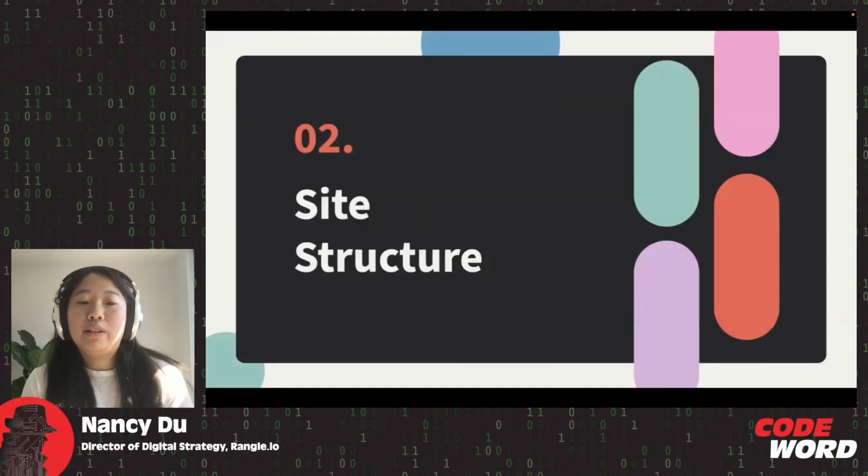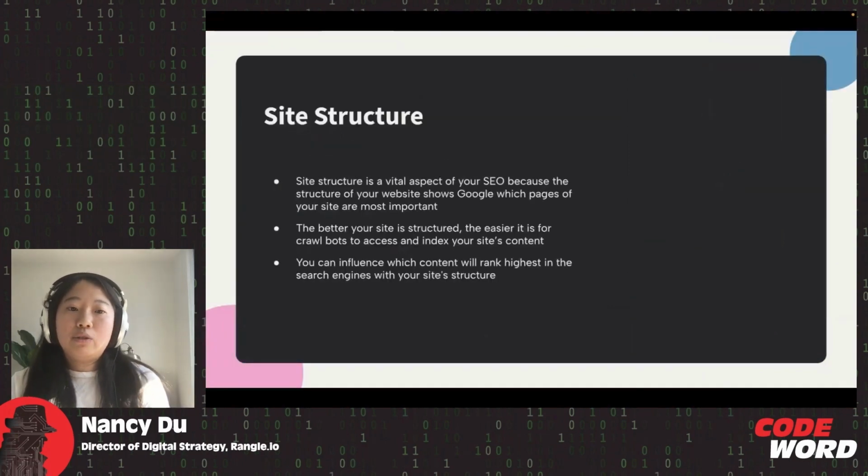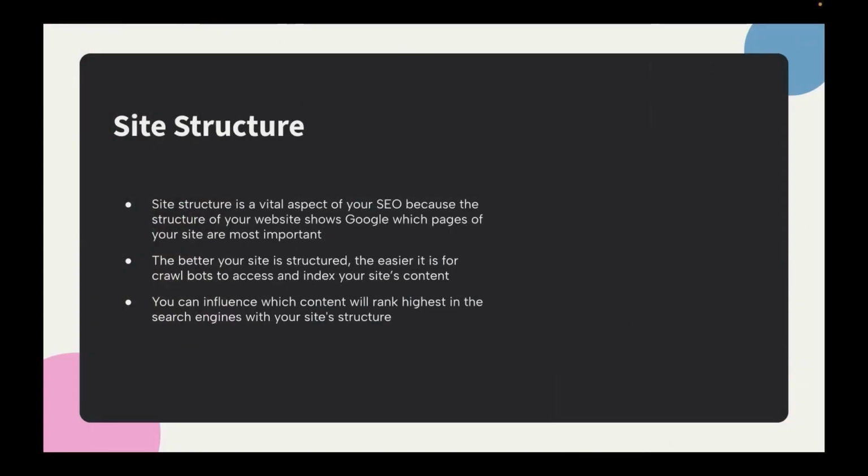All right, so the next thing we're going to talk about is site structure. Site structure is a really vital aspect of SEO because the structure of your website shows Google which pages of your site are really important. It helps search engines, the bots, know how to crawl and navigate your site. The better your site is structured, the easier it is for those bots to crawl it, index it, and then be able to feature your content as it's being searched.